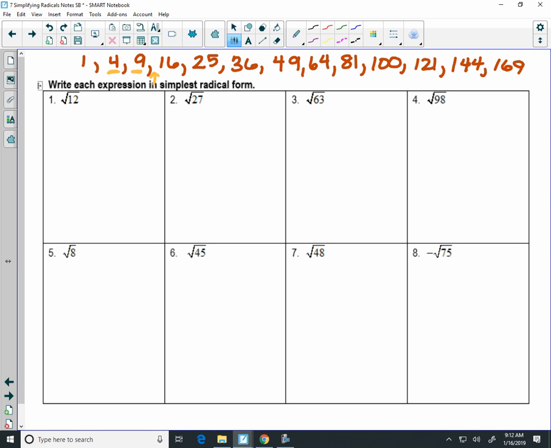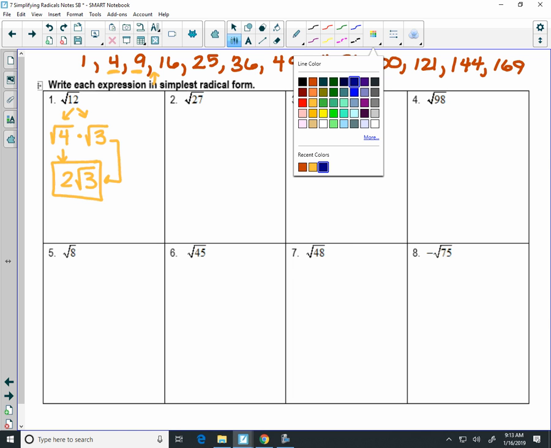So I'm going to rewrite 12 like this: square root of 4 times 3. And then the square root of 4 is 2. So I can take that square root away when I'm saying the square root of 4 is 2. And that's simplified. You're not going to change that square root of 3. The square root of 3 is a nasty decimal, so you don't need to change that.